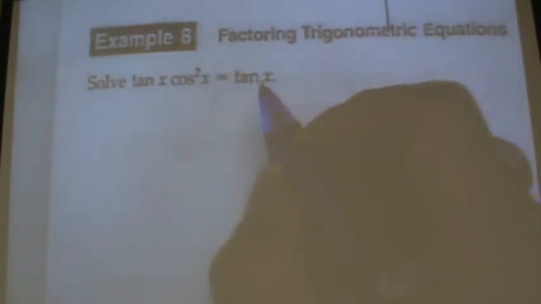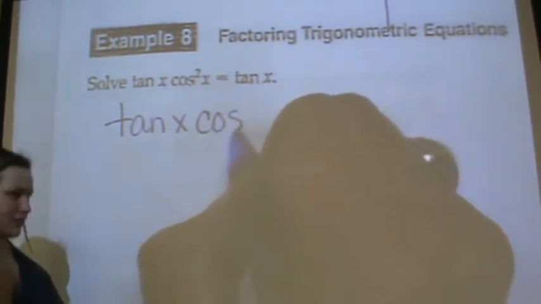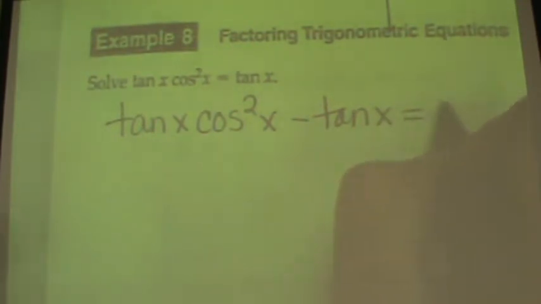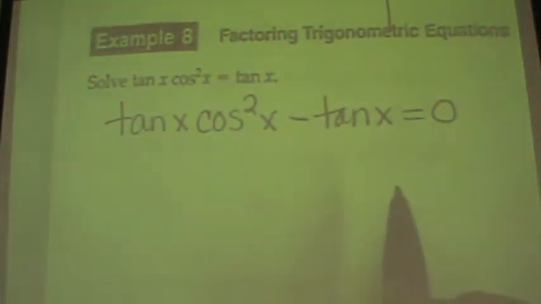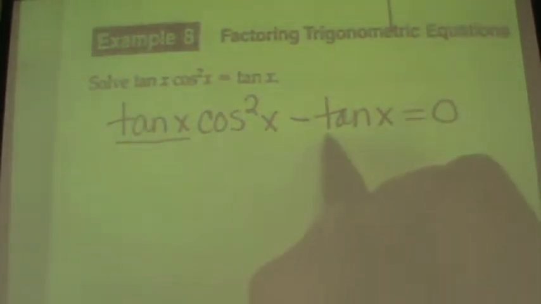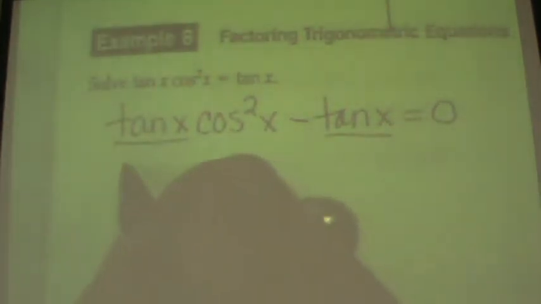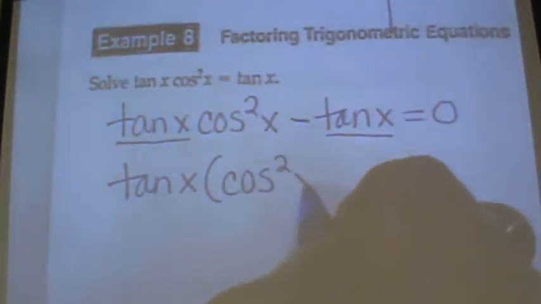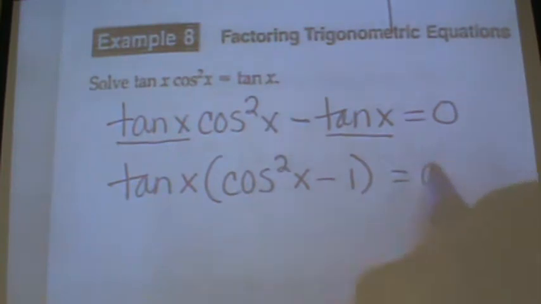Okay, now here's another type of factoring. If you look at this, and if I were to set this equal to 0, tangent of x cosine squared x minus tangent of x equals 0, do you see something common in both of these terms that you can pull out? You can pull out a tangent x. So you're left with cosine squared x minus 1 equals 0.